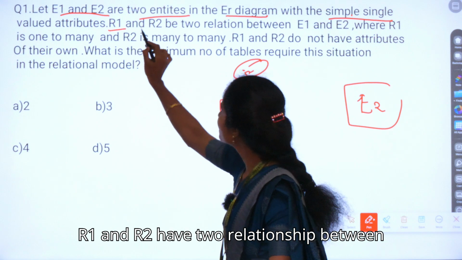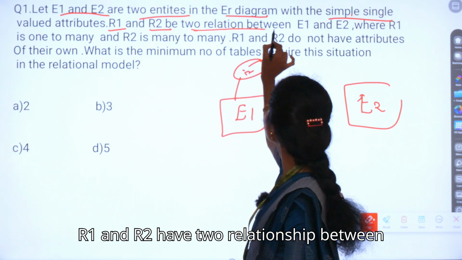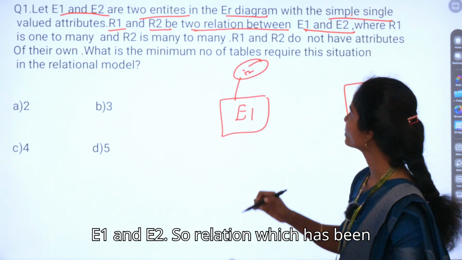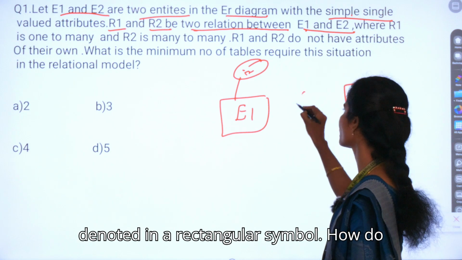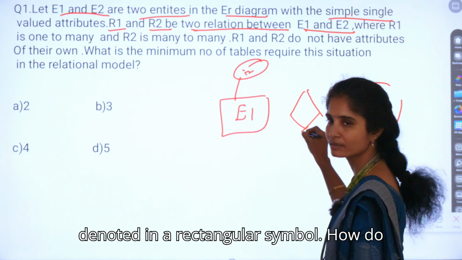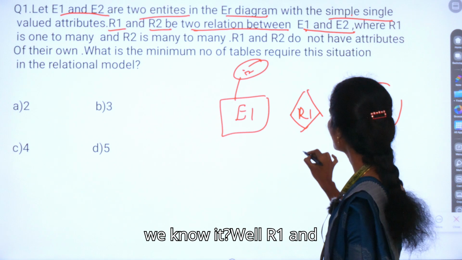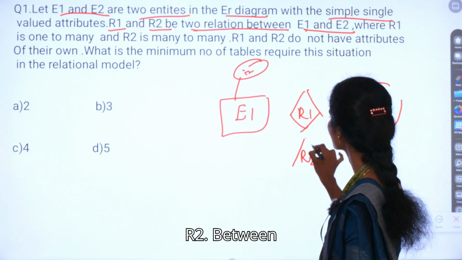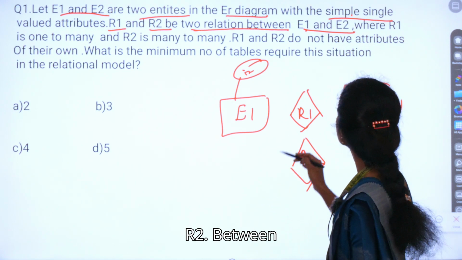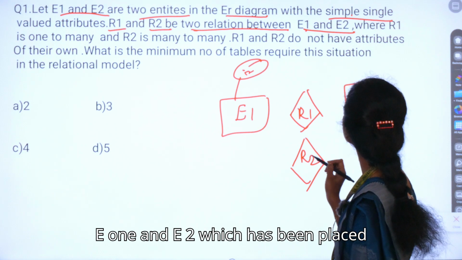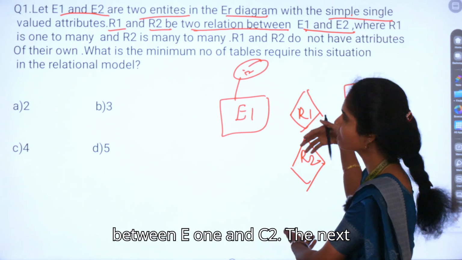Then R1 and R2 are 2 relationships between E1 and E2. The relation has been denoted in a rectangular symbol, already we know it well. R1 and R2 have been placed between E1 and E2.